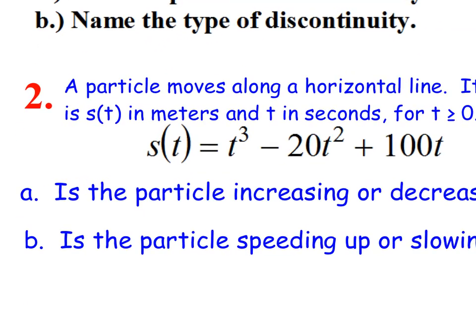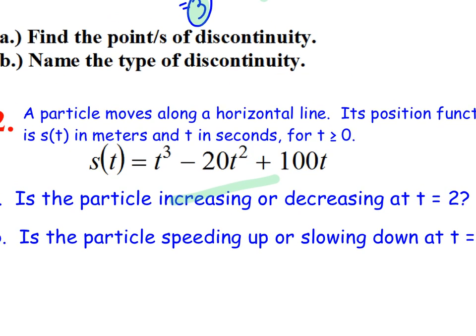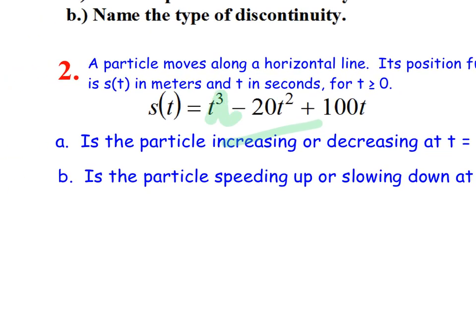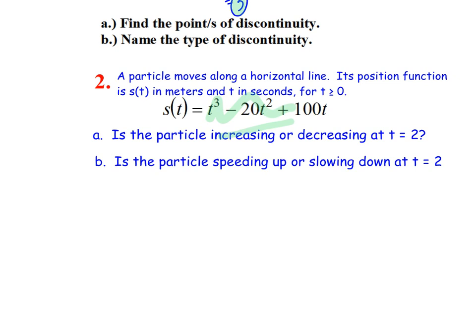A particle moves along a horizontal line. I actually have to read it now. Its position function is in meters and t seconds for t being greater. That's just a position function. Is the particle increasing or decreasing at t equals 2? Oh, how do we find out? Let's find its derivative.